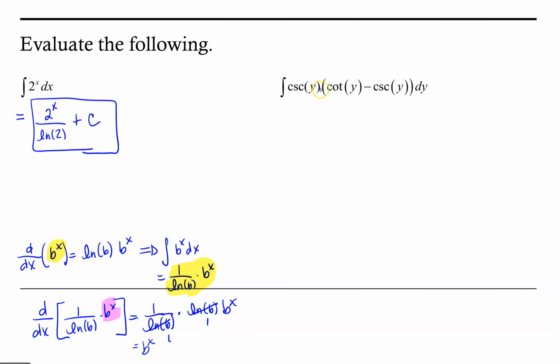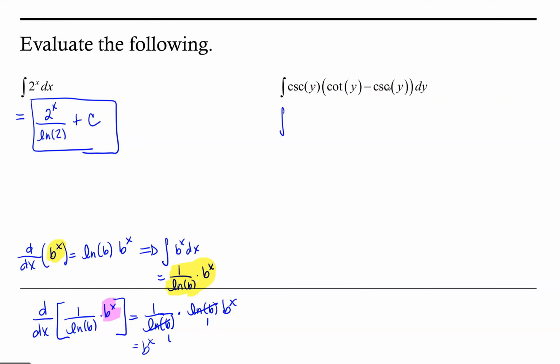And one last example. Let's go ahead and think about this carefully. I've got cosecant of y times cotangent y minus cosecant y. And we don't really have any properties for helping us deal with multiplication at this point in time. So let's go ahead and distribute this cosecant of y.